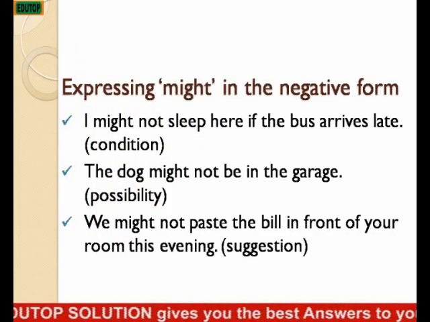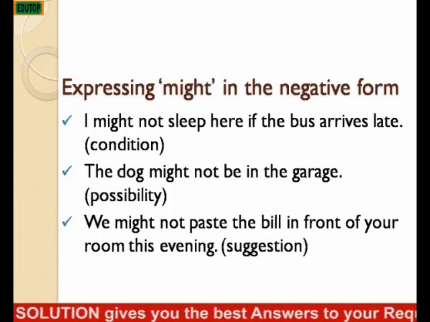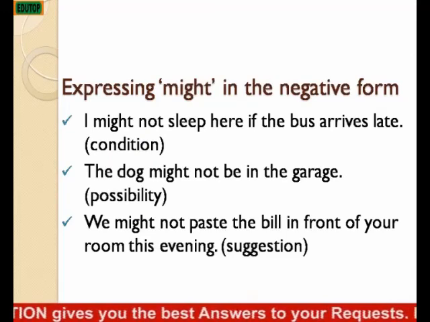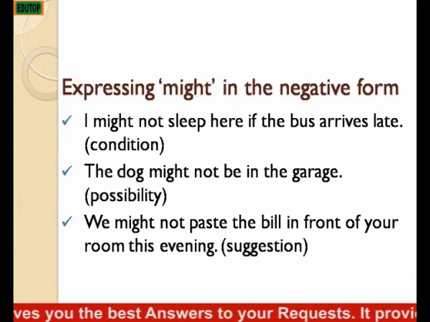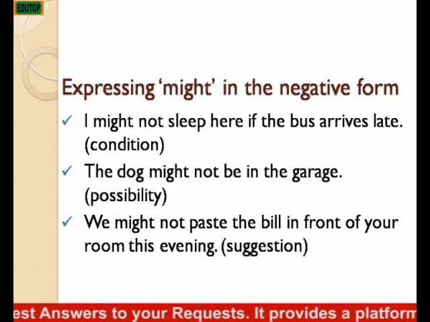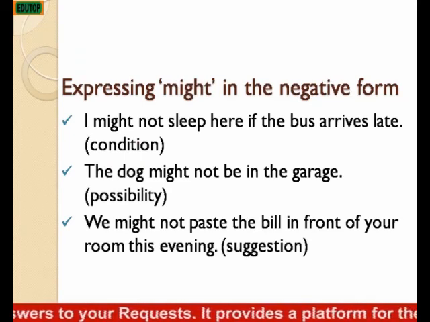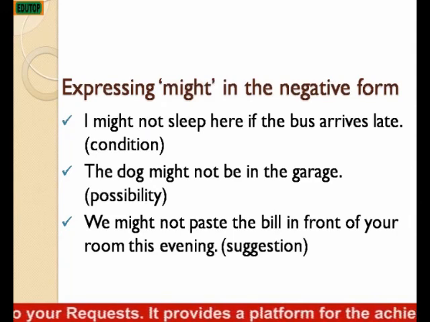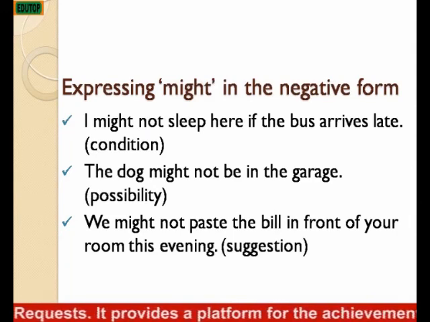Might can be expressed in the negative form. Examples: I might not sleep here if the bus arrives late. This is expressing condition. The dog might not be in the garage, expressing possibility. We might not paste the bill in front of your room this evening.